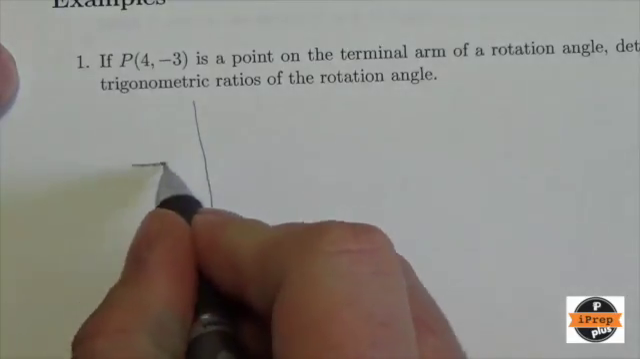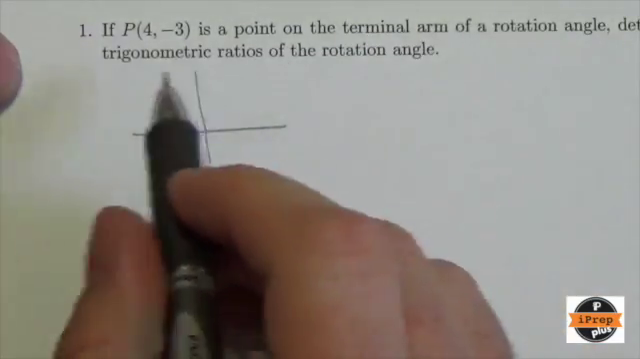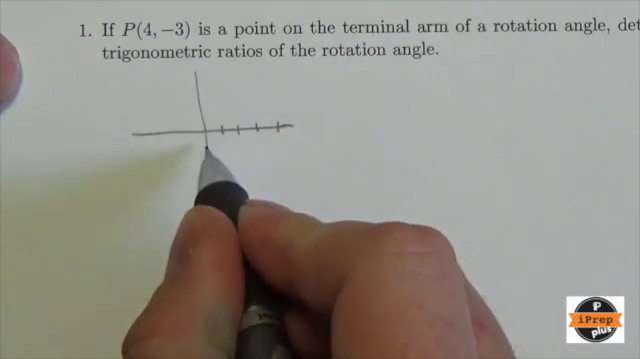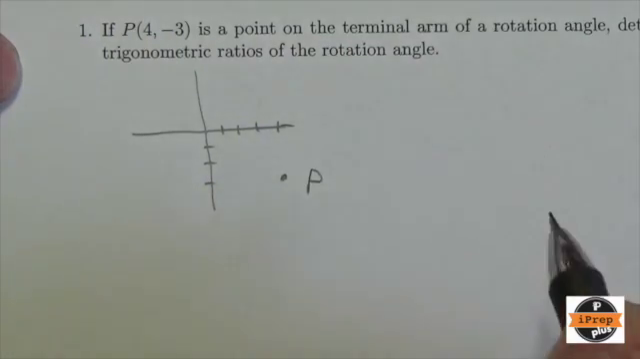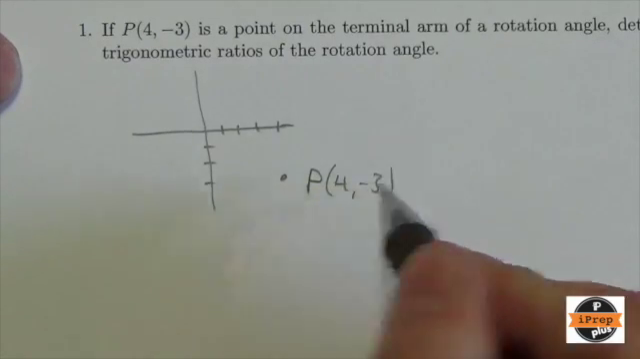So we'll draw our Cartesian plane here. And now we know that the point is the point (4, -3). So 1, 2, 3, 4. And then 1, 2, 3. So our coordinate here for P is going to be down here in the 4th quadrant. Okay, and this is our point (4, -3).